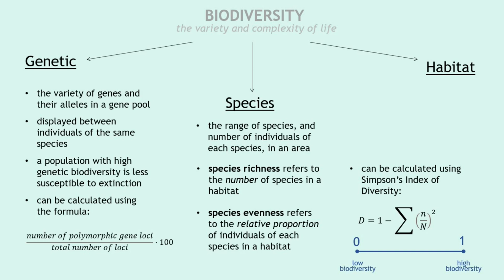And lastly, habitat biodiversity is simply the number or range of different habitats in an area. If you're looking at a whole country, for example, there of course will be very high habitat biodiversity. There are forests and lakes and rivers and mountains and fields, many different habitats. Whilst if you're looking at a 1 by 1 square meter area of land, you'll probably only have one habitat, and therefore the habitat biodiversity will be low.